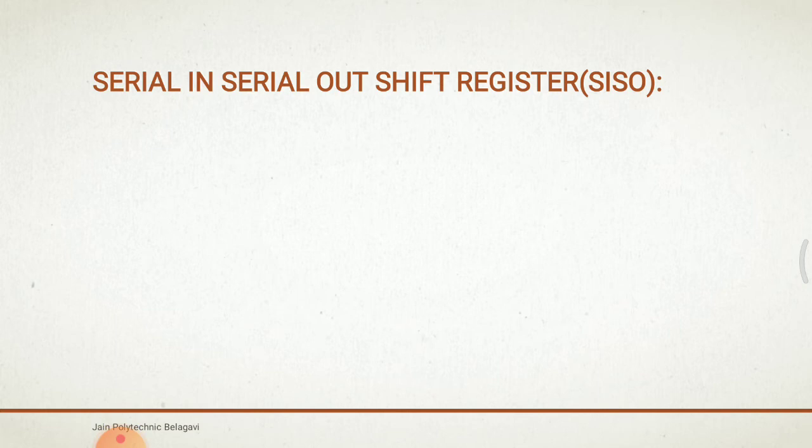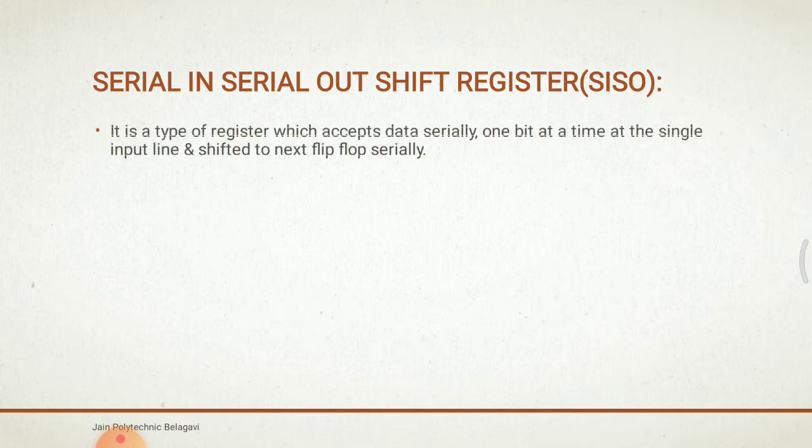Serial input, serial output is a type of register which takes the values serially, one bit at a time, at the single input line and shifted to the next flip flops. It takes the data serially, one bit at a time, in a single input line and shifts it to the next flip flop. The output obtained is also in a serial fashion.